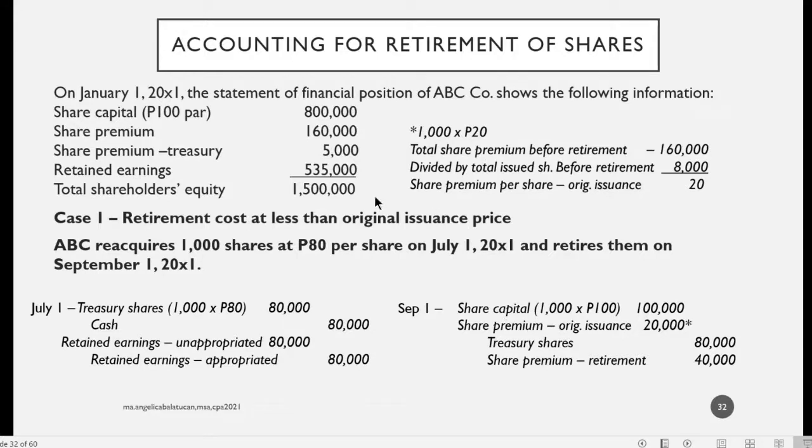Dapat kuhaon nato ang portion sa share premium attributed to the retired shares. And then, we credit treasury shares 80,000. Unya, ang balancing figure nasa debit ba siya or nasa credit, depende na siya sa transaction. So, since in this case, ang balancing figure kay nasa credit side, therefore, share premium retirement. Then, of course, we're going to close the retained earnings. Okay? Retained earnings appropriated.